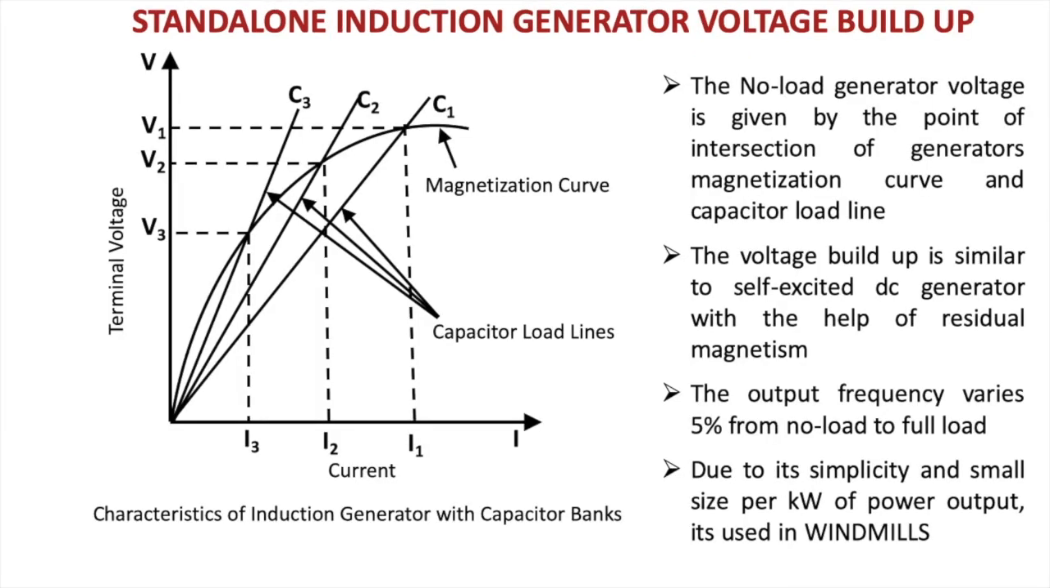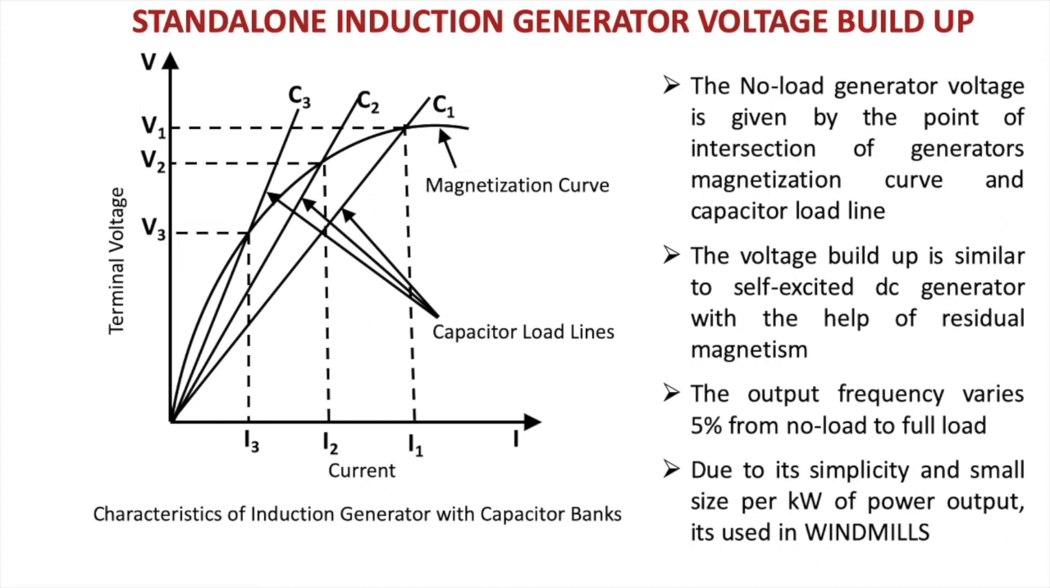Now the standalone induction generator voltage buildup is similar to the DC generator curve. The no load generator voltage is given by the point of intersection of the generator's magnetization curve and the capacitor load line. The voltage buildup is similar to the self-excited DC generator with the help of the residual magnetism.